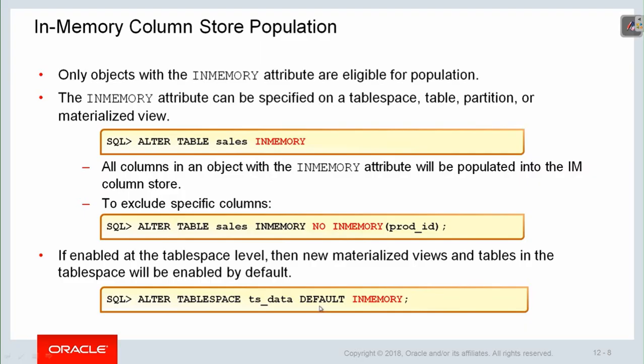And also, at the tablespace level, you can enable the in-memory column store. By doing so, all tables and objects in the tablespace will be populated in the in-memory column store in the columnar format.